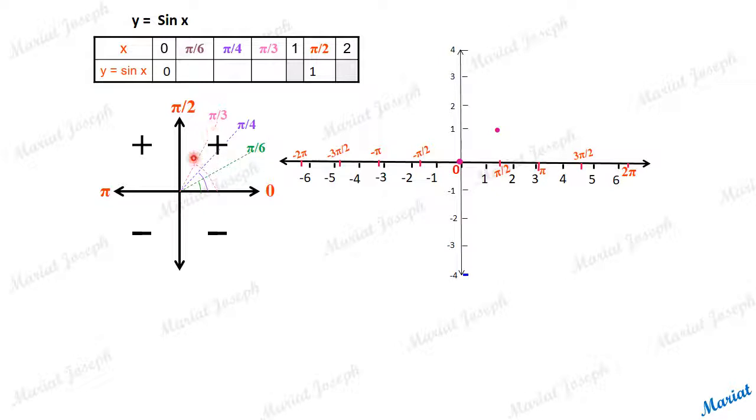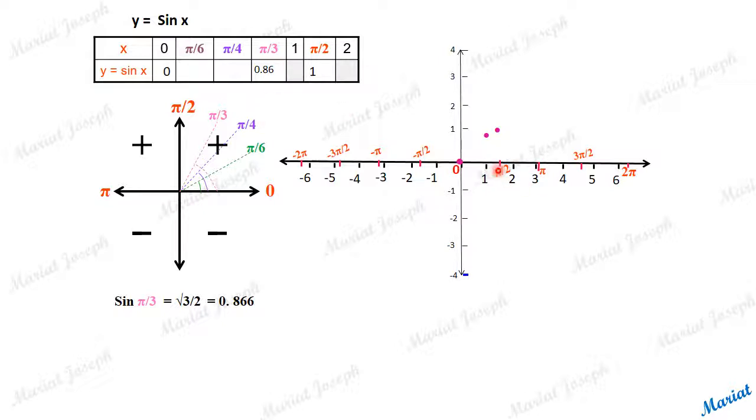Now, let's go for pi by 3 radian first. If you put x equal to pi by 3 here, what will be the y? Sin pi by 3. And sin pi by 3 is root 3 by 2. Everyone knows it. Root 3 by 2 can be calculated as 1.732 upon 2, which gives us 0.866. So the y coordinate will be 0.866. So the coordinates are ready: pi by 3 comma 0.866.